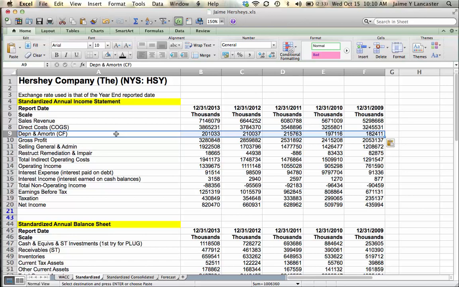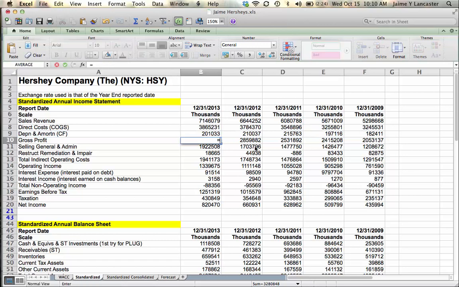So the problem here now is that we've added another row of expense, and gross profit is supposed to equal sales revenue less cost of goods sold, right? In this case, however, because we've added another category, gross profit would then equal cost of goods sold less depreciation and amortization, because right now this depreciation and amortization amount is lumped up in here. So we need to remove the depreciation and amortization expense out of direct costs because it's hiding in there.